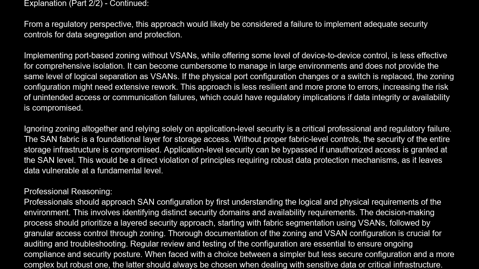Implementing port-based zoning without vSAN, while offering some level of device-to-device control, is less effective for comprehensive isolation. It can become cumbersome to manage in large environments and does not provide the same level of logical separation as vSAN. If the physical port configuration changes or a switch is replaced, the zoning configuration might need extensive rework. This approach is less resilient and more prone to errors, increasing the risk of unintended access or communication failures, which could have regulatory implications if data integrity or availability is compromised.